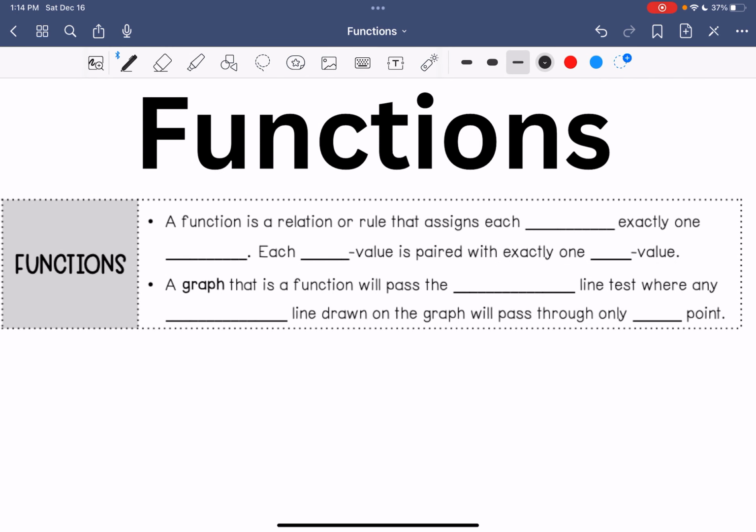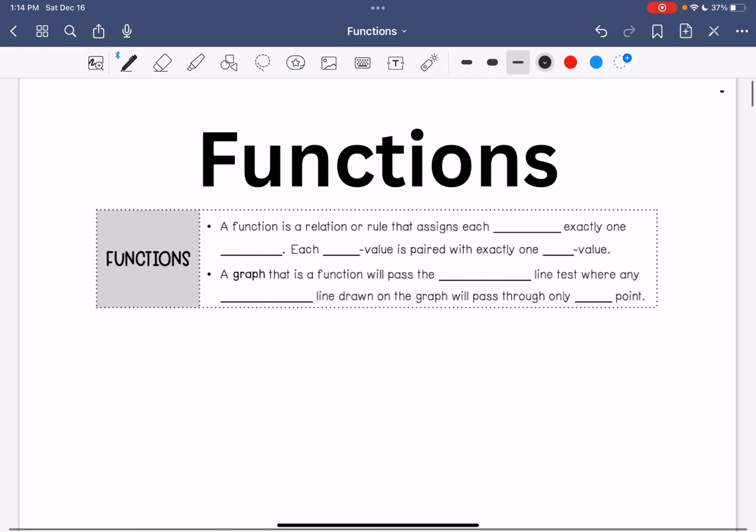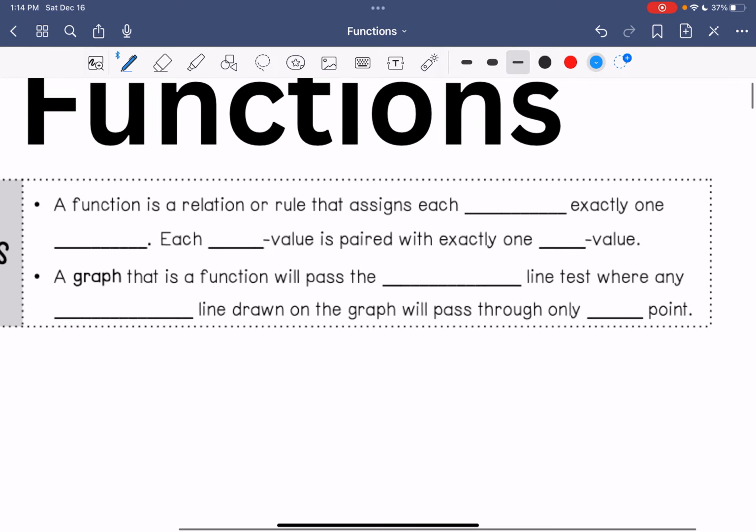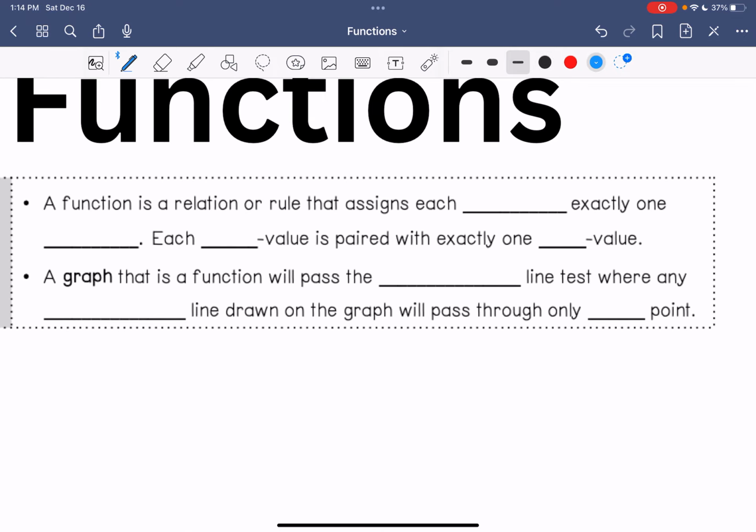We're going to start off the same way we started off this year with a definition of a function. So if you wanted to write this on your cheat sheet, you could. The definition of a function. A function is a relation or rule that assigns each input exactly one output. In terms of x and y, each x value is paired with exactly one y value.